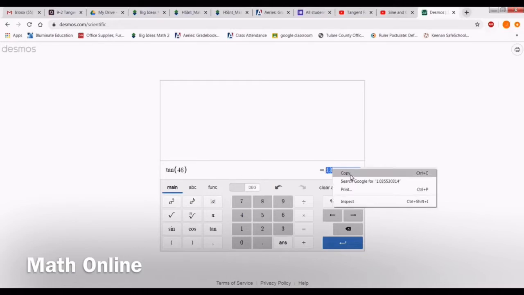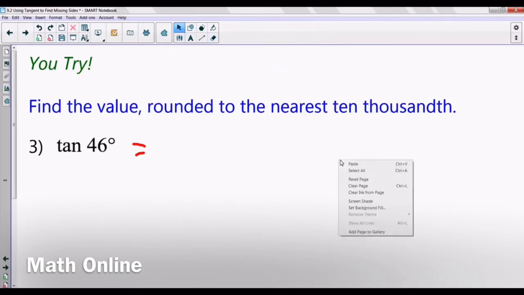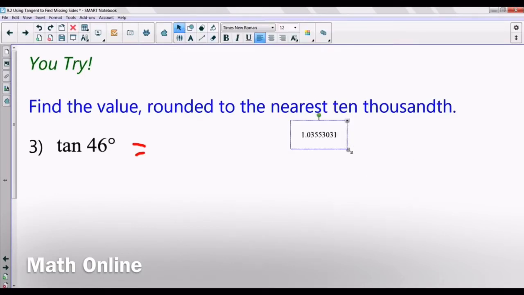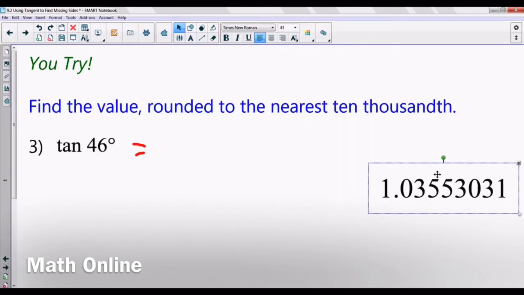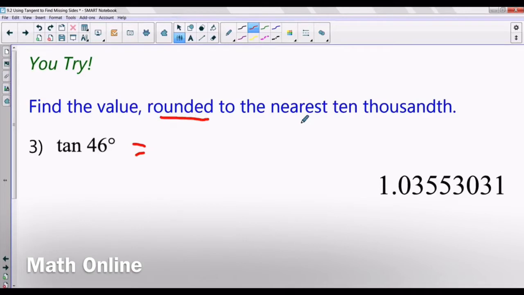This is a good example. We're going to see the next scenario. So paste. So there it is. And remember, we're still rounding to the nearest 10,000. So I'm going to go ahead and underline this. Rounding to the nearest 10,000. And for the 10,000, we just need 4 decimal values, right? So 4 decimal places. So that's 1, 2, 3, 4. So this 5 here is the 10,000th place.